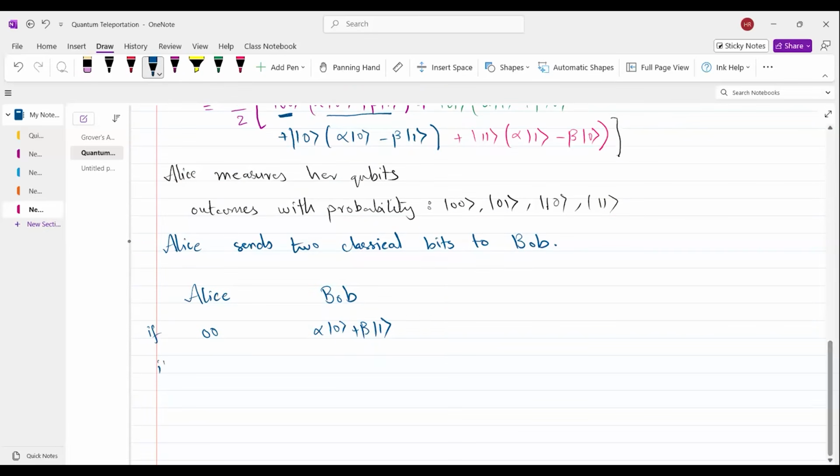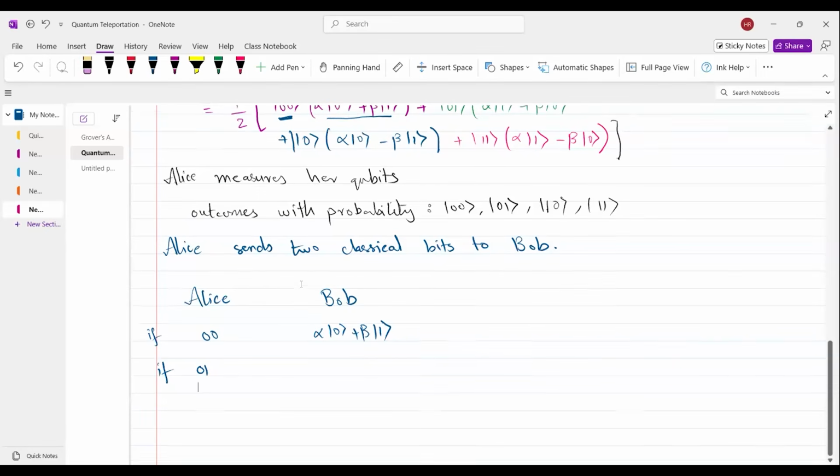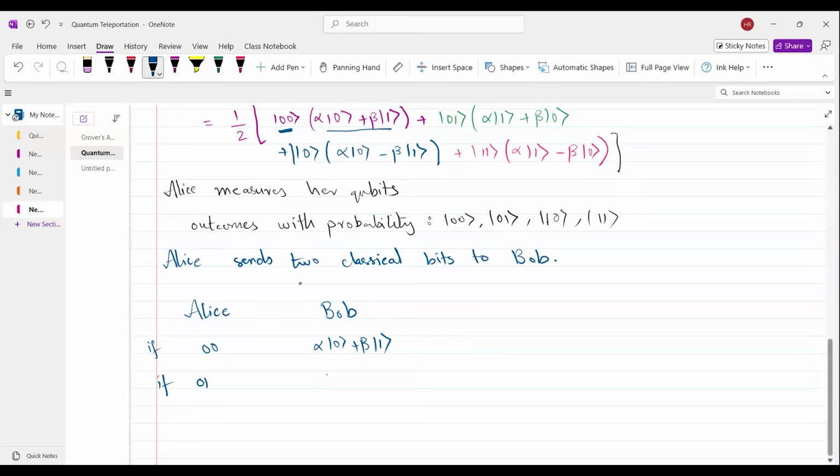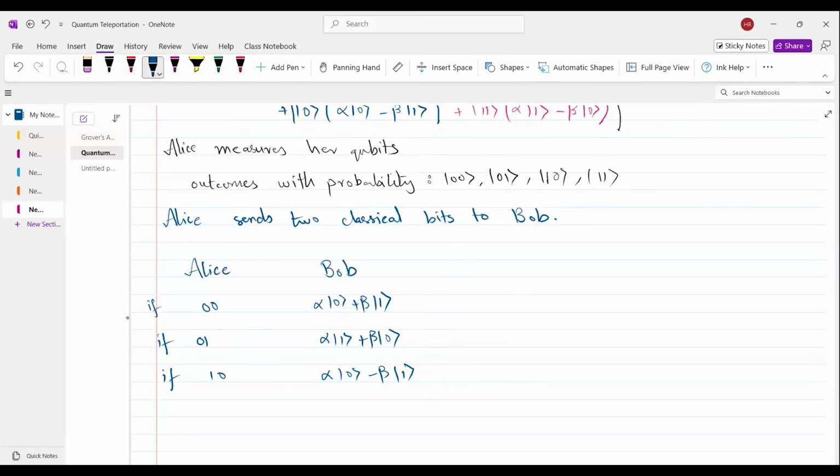And if Alice gets the outcome 01, Bob's state becomes alpha 1 plus beta 0. Okay, and then if 1 0, then Bob's state becomes alpha 0 minus beta 1. And lastly, if the output is 1 1, then Bob's state becomes alpha 1 minus beta 0.